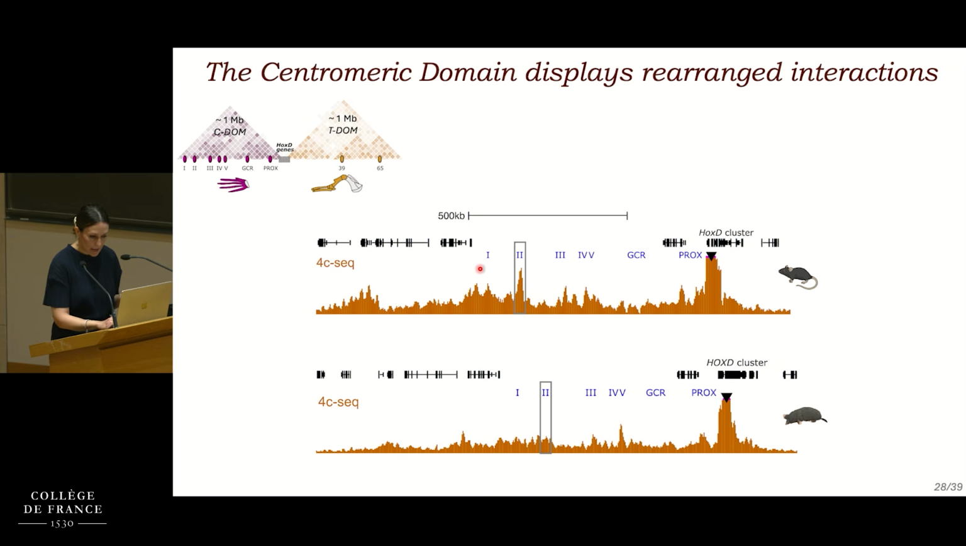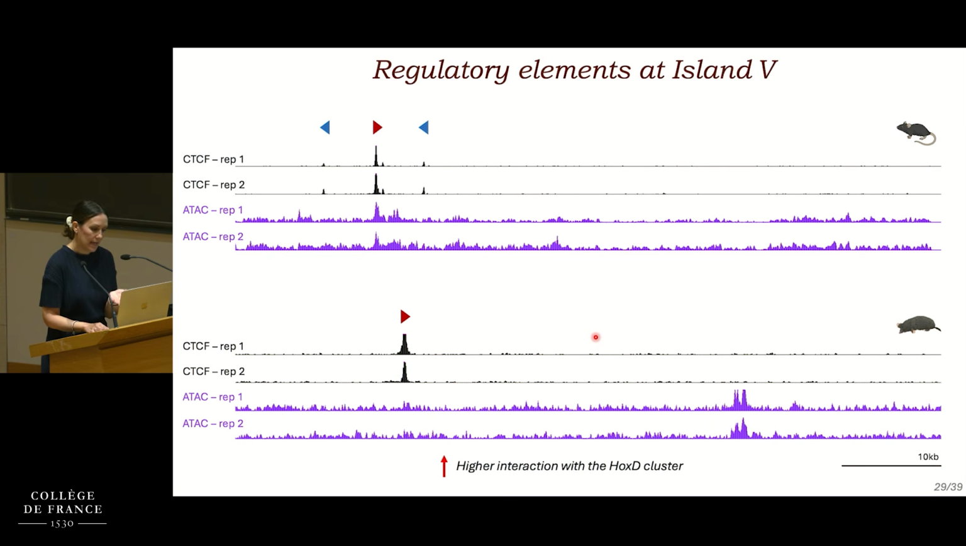Specifically, the mouse has a strong contact with this cluster of enhancers, island 2, and in the case of the mole, it's less prominent. But the mole has gained contact with this island 5, which is decreased a bit in the mouse. And if we zoom in on these islands, we see that there is also some difference at the regulatory elements.